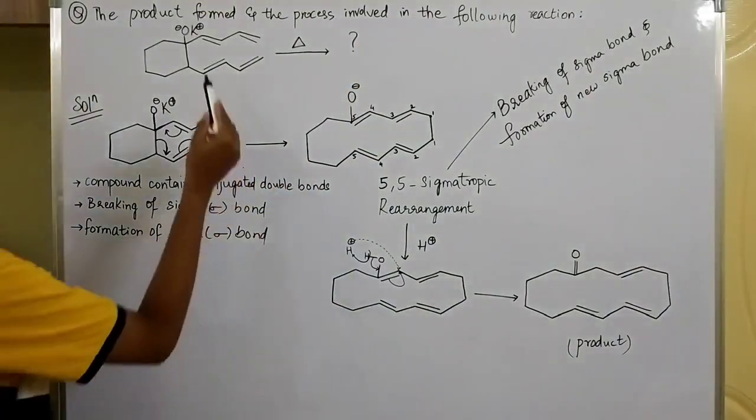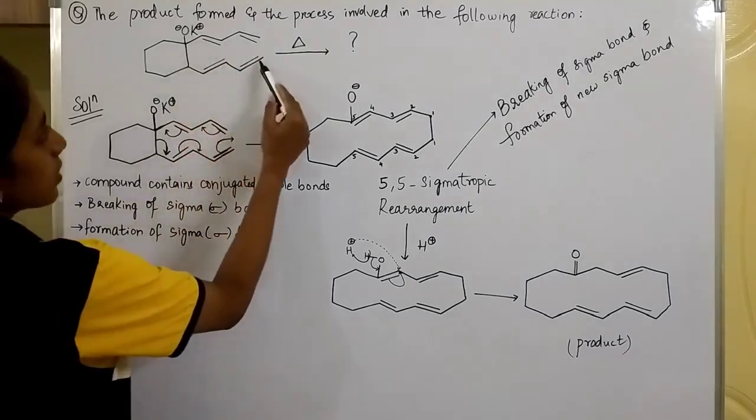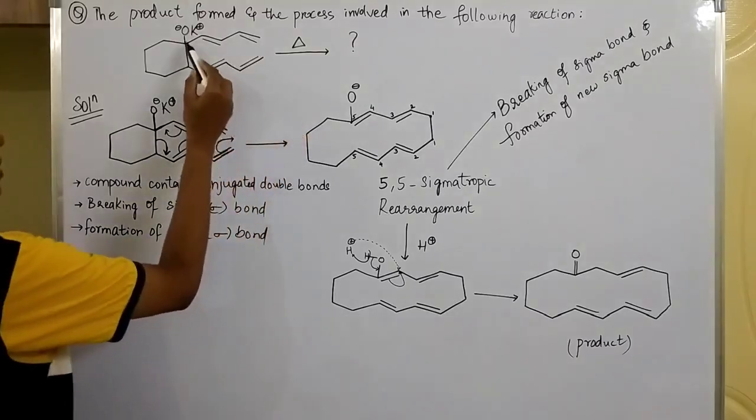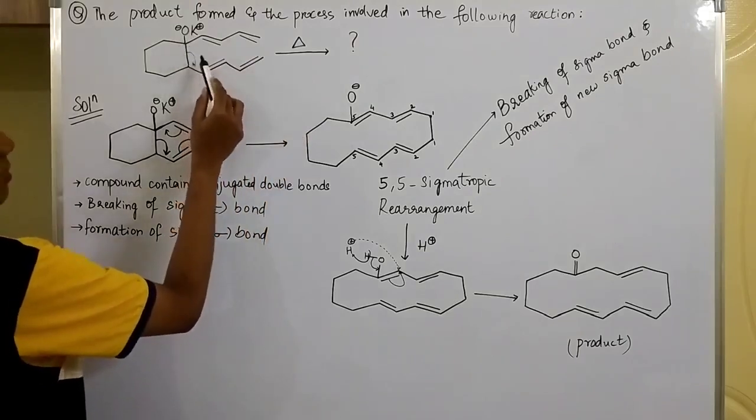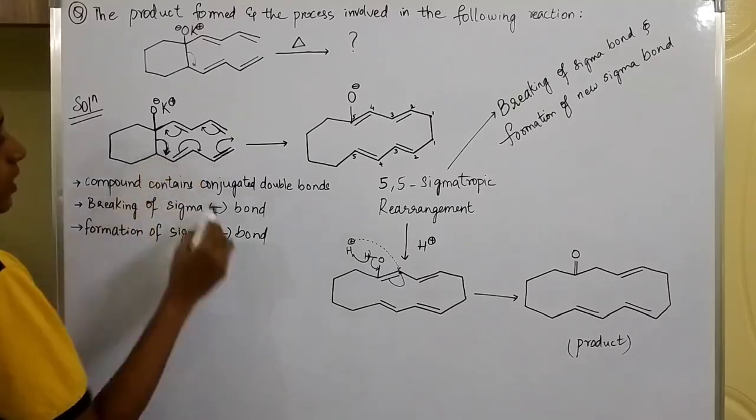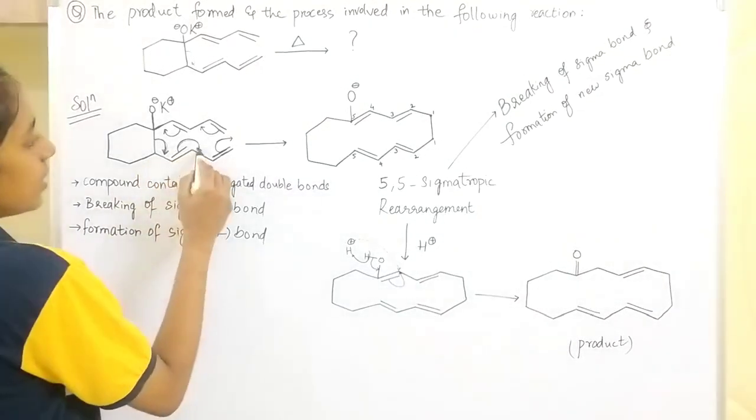So here in the reactant we can see conjugated double bonds, right? And now the sigma bond present here between these two carbons is shifted here. See here, it is shifted here. This double bond is shifted here.